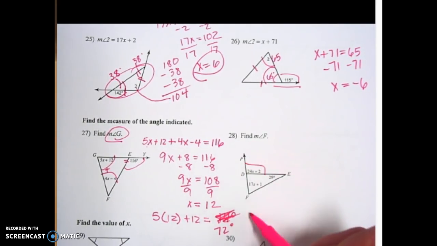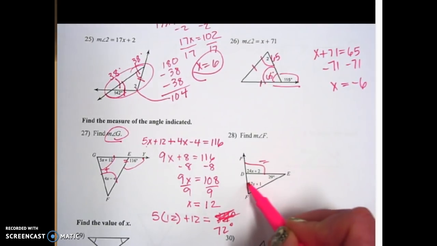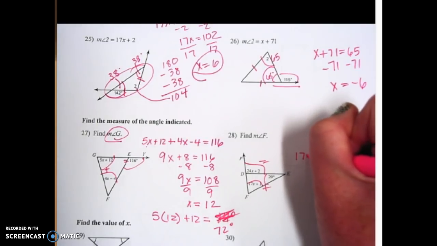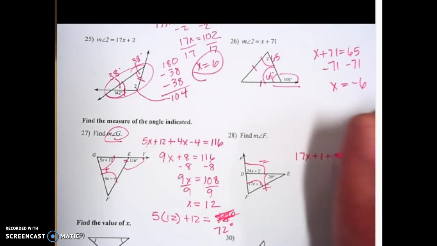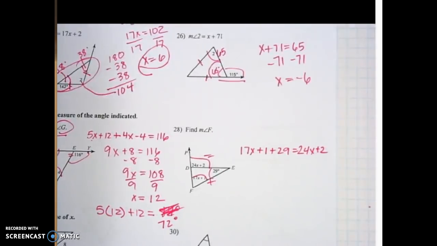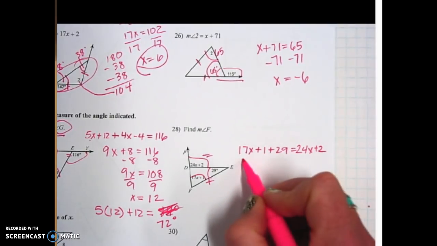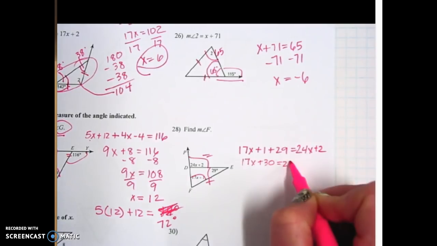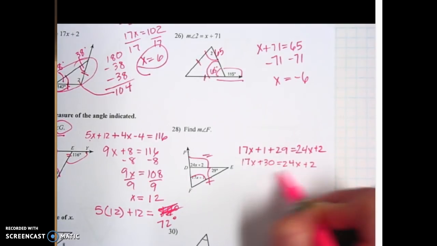Same thing with number 28. We've got this exterior angle, which should be equal to the sum of the two remote interior angles. So we're going to set up an equation with that. 17x plus 1 plus 29 should be equal to the 24x plus 2. So we've got 17x plus 30 equal to the 24x plus 2.